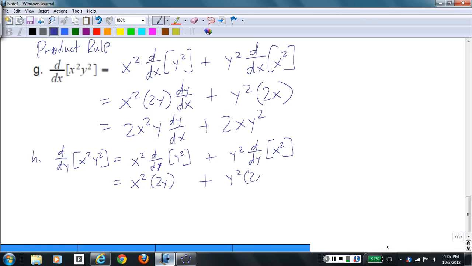And here, d dy of x squared, the variables do not match. So it's going to be 2x times the derivative of x with respect to y. And we would write that dx dy. So 2x squared y plus 2xy squared dx dy.